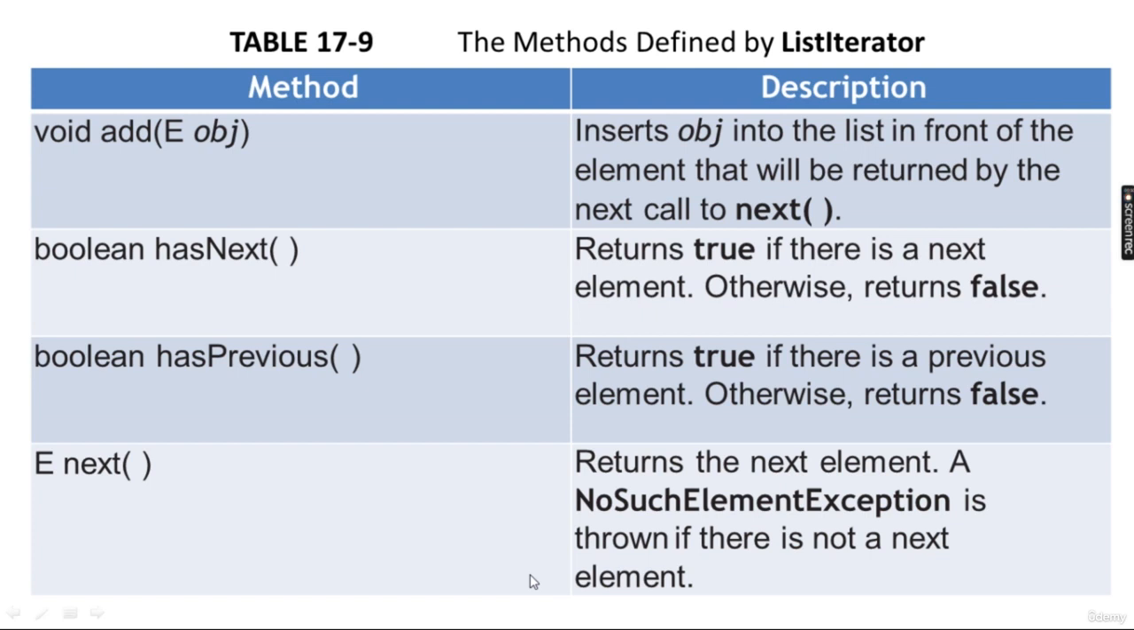boolean hasNext() returns true if there is a next element, otherwise it will return false. hasNext will always return true if there is an element present. Then boolean hasPrevious() returns true if there is a previous element, otherwise it returns false. E next() returns the next element. A NoSuchElementException is thrown if there is not a next element.